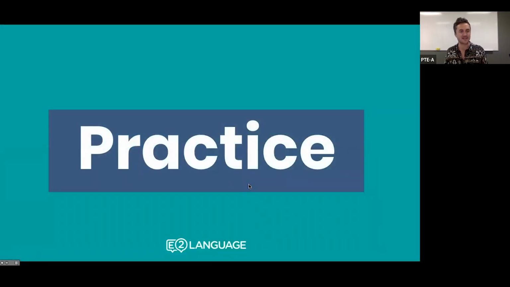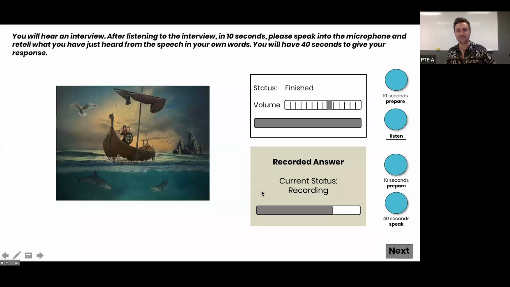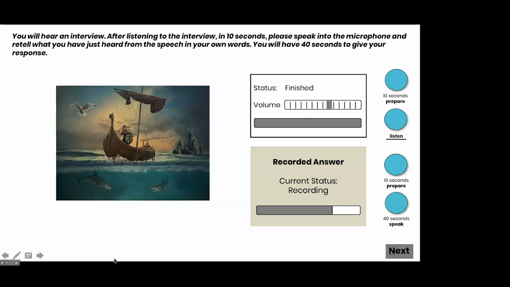Let's practice retell lecture. I need a drink of water. I'm going to disappear. You're going to use the structure that we just talked about. So 10 seconds to look at the picture, then listen to the lecture, then 10 seconds before you need to speak for 40 seconds.